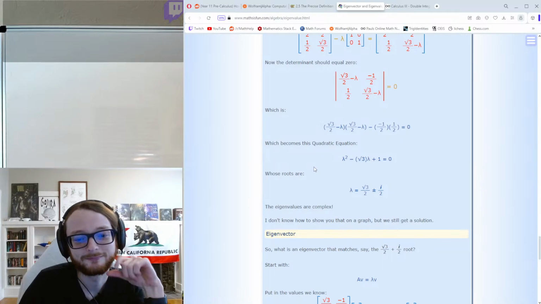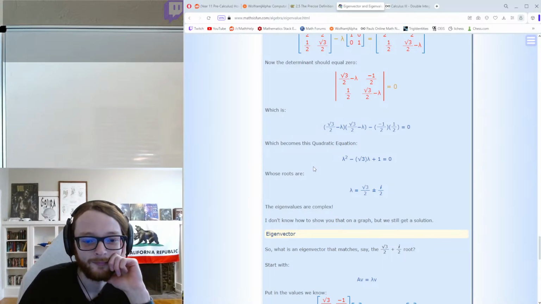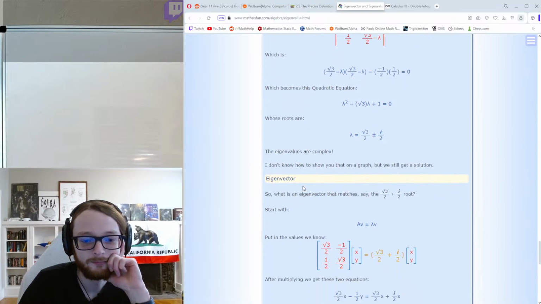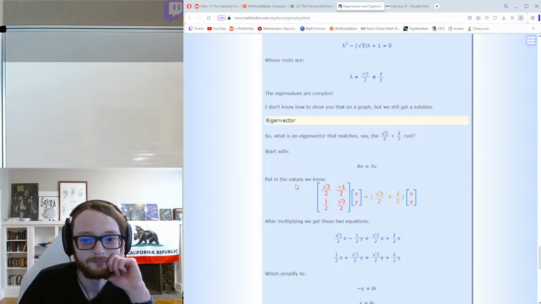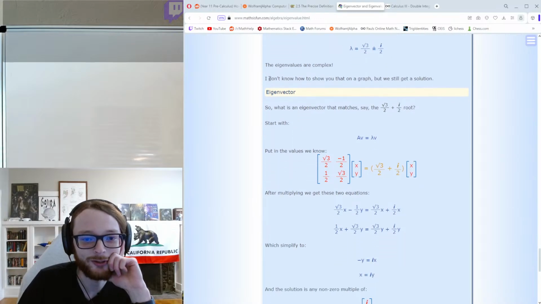Oh yeah, you get complex eigenvalues, and that's a whole separate thing. I don't know how to show you that on a graph. Huh? I like the honesty.